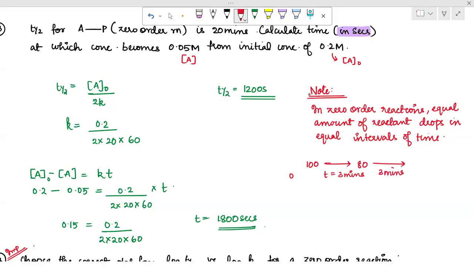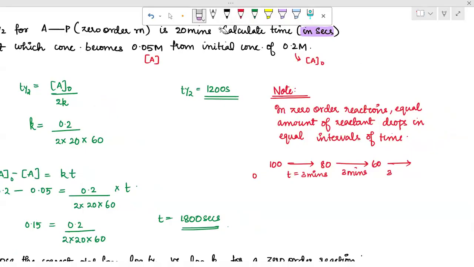This is the second 3 minutes. Again, the same amount will drop, which gives 60. The next 3 minutes, same amount, minus 20, it's going to reach 40. Again, the next 3 minutes, it will become 20. And again, 3 minutes, it reaches 0.